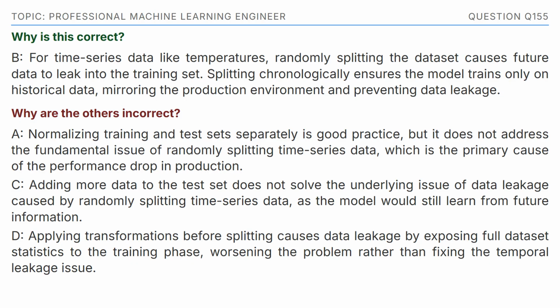C. Adding more data to the test set does not solve the underlying issue of data leakage caused by randomly splitting time series data, as the model would still learn from future information. D. Applying transformations before splitting causes data leakage by exposing full dataset statistics to the training phase, worsening the problem rather than fixing the temporal leakage issue.